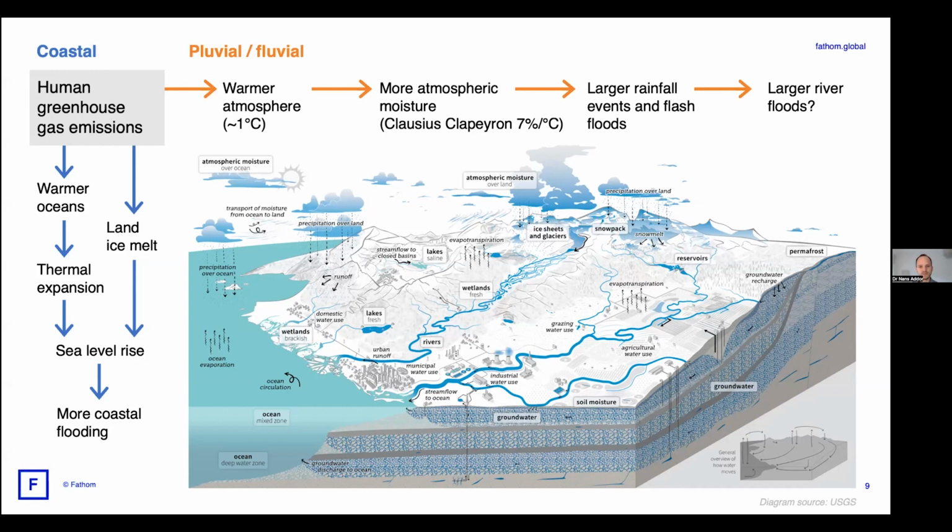So let's start by asking, what has already changed? Because climate change is not something that will happen in a distant future. It's already changing flood risk now. And this becomes very clear when we look at records from the last few decades.